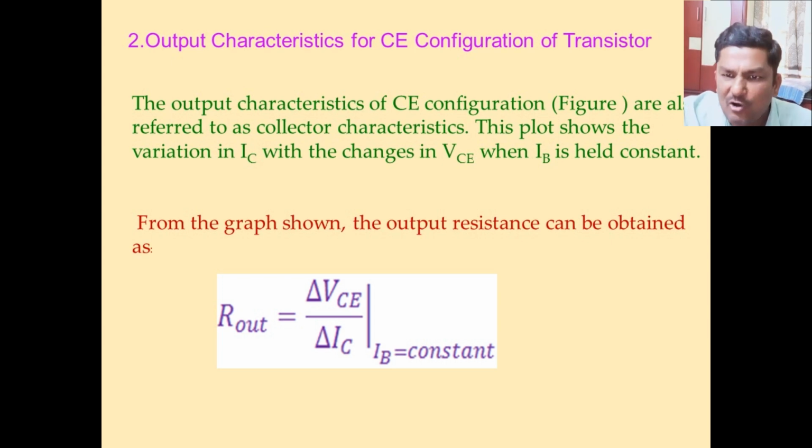And the output characteristics of CE configuration of a transistor are nothing but collector characteristics. This is the graph between IC and VCE when IB is kept constant. And from the output characteristics graph, we can calculate output resistance of a transistor. Output resistance of a transistor is the ratio of change in voltage across collector emitter to the change in collector current.